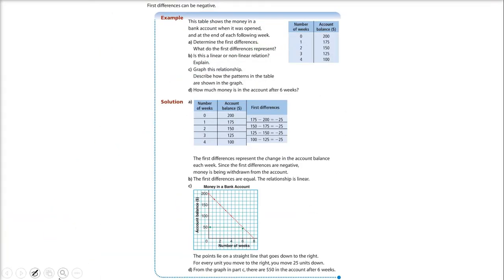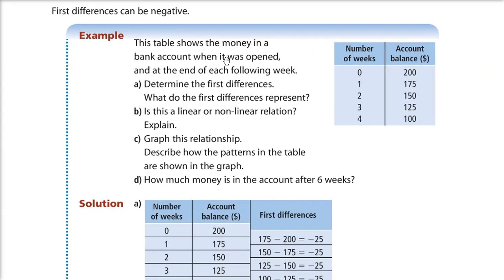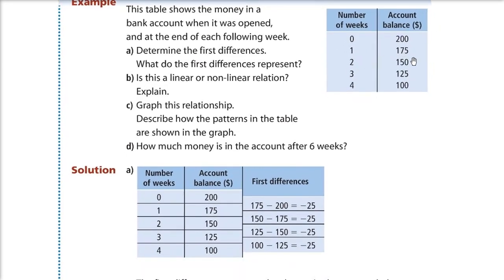We'll take an example here. This is a table that shows the account balance, and these are the number of weeks, that is, the bank account balance at the end of each week after it was opened. We have to find the differences, and we have to see what the first differences represent.